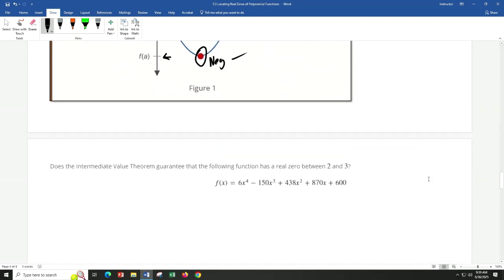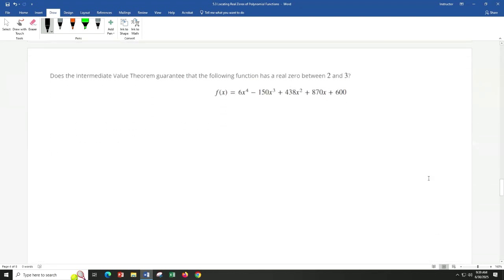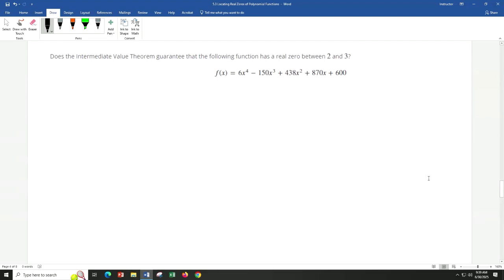Very quickly, let me do this one right here, and then we will call it a day. Does the intermediate value theorem guarantee that the following function has a real zero between 2 and 3? Well, let's find out. All you would do, remember, you go a and then b, a is less than b. So you go smaller number first and then larger number. So notice this is my a, this is my b.